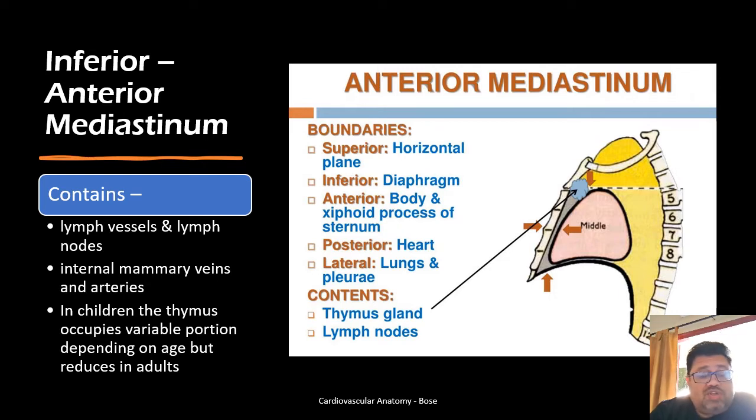The boundaries of the anterior mediastinum include the superior horizontal plane, as shown in the image. Inferiorly, it has the diaphragm. Anteriorly, it is bounded by the body of the xiphoid process of the sternum. Posteriorly, you have the middle mediastinum, which contains the heart. The lateral portions of the anterior mediastinum are bounded by the lungs and the pleura. And as mentioned, it may contain the thymus gland and the lymph nodes.